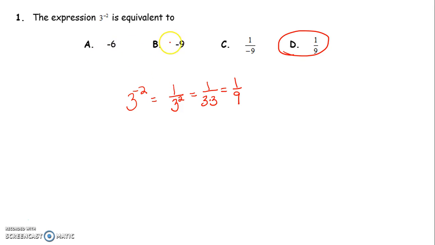The reason they have negatives involved is because some kids get confused and think negative exponents will be a negative number. It's not true. Negative exponents are just a teeny tiny distance. Let's take a look at the second one.